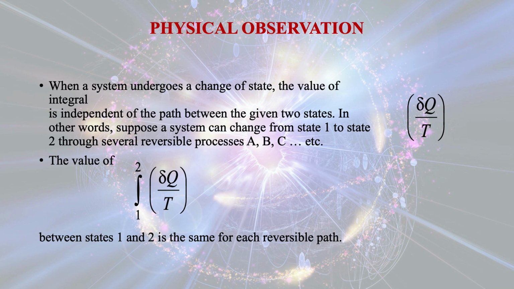Now let us discuss statement 3 of Clausius. When a system undergoes a change of state, the value of the integral is independent of the path between the given two states. In other words, suppose a system can go from state 1 to state 2 through several reversible processes, for example path A, path B or path C, then the value of the integral from state 1 to 2 of delta Q by T between state 1 and state 2 is the same for each reversible path.